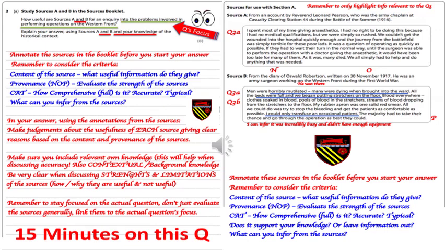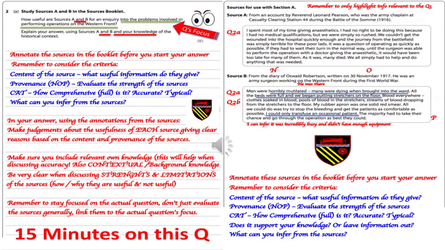But a weakness is he didn't. You can't generalise from his experience to the experience of all soldiers. Okay. So back to the left-hand side of the page. Make sure you include relevant own knowledge. This will help when discussing accuracy. Also provide contextual background knowledge.